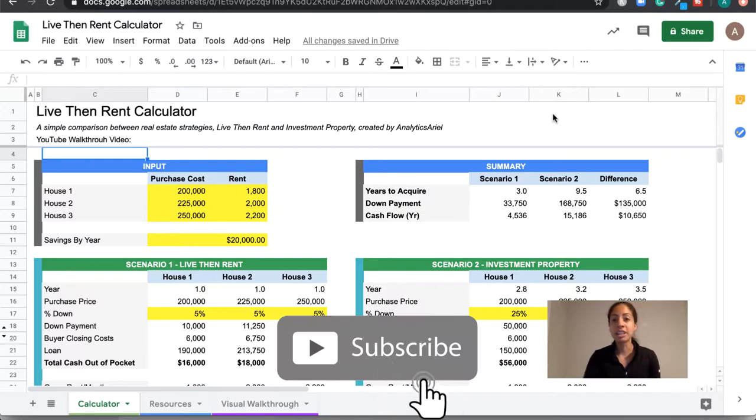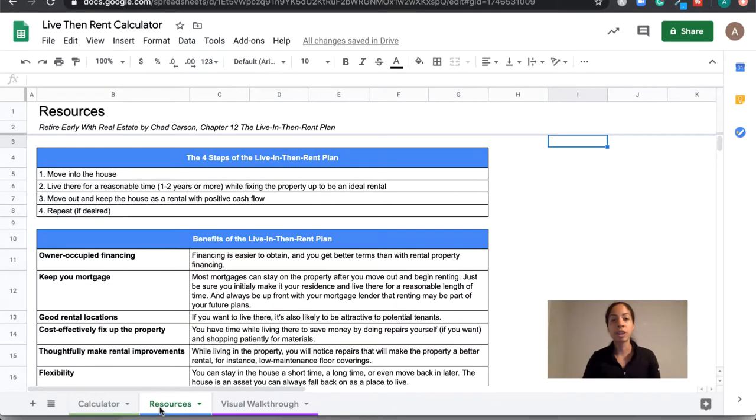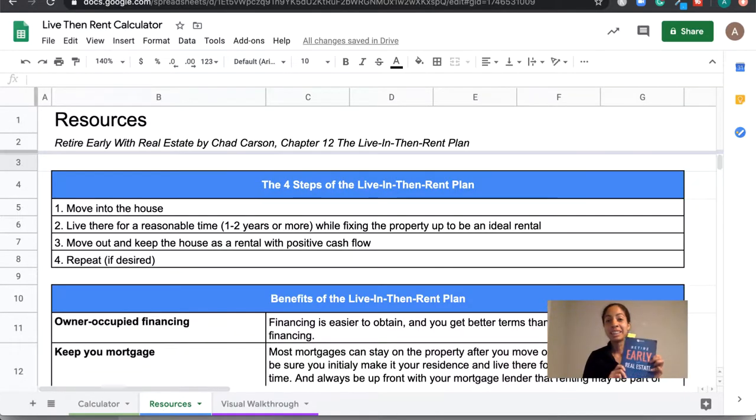To get started, let's go straight into describing at a high level what this live then rent calculator is all about in this investment strategy. If you haven't already, please watch the prior video. We go through a visual walkthrough as to why this is a great vehicle for financial freedom. So in case you haven't already, please read Retire Early with Real Estate by Carson from BiggerPockets. He has a lot of information about really good investment strategies, and one of them is actually the live then rent. And I've pulled some of his amazing content into this Excel file.